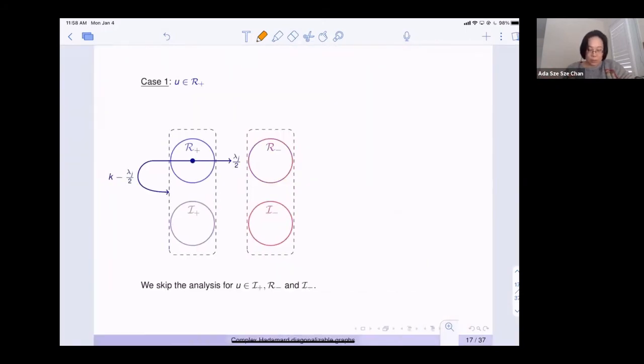So this is basically what we have seen. Pick any vertex U in the R plus set, then it would have exactly lambda j over 2 neighbors on the red side, and it would have k minus lambda j over 2 neighbors on the blue side. You do the same thing for a vertex in the I plus set, any vertex in the R minus set, and any vertex in the I minus set. Basically the same analysis, so I'm going to skip it.